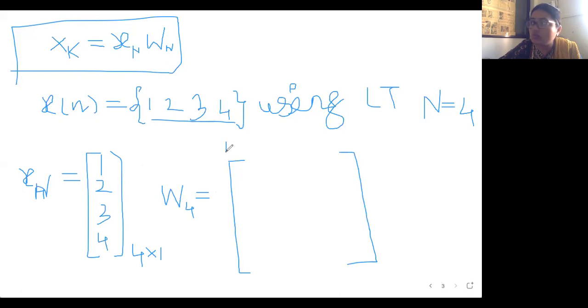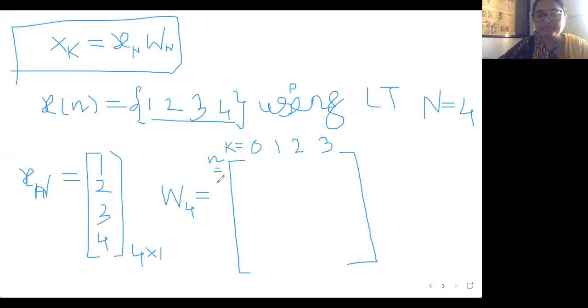In this matrix now k varies from 0 to what will be the value of k? What will be the range of k? Value of k will vary 0 to 3. Right. 0, 1, 2 and 3. 0 to 3. Similarly, n varies from. What will be the values of n here?